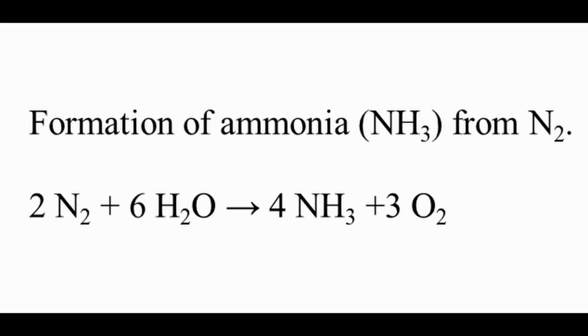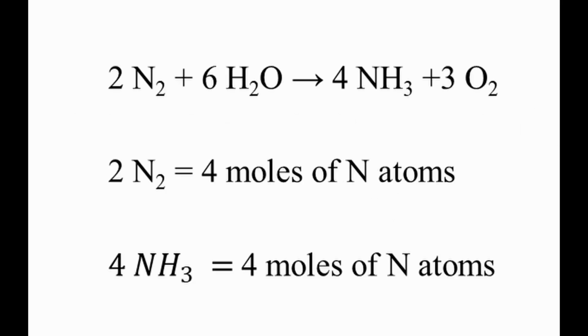In a previous video, I presented the chemical equation for the formation of ammonia, NH3, from the reaction of nitrogen gas, N2, with water, H2O. I repeat that equation on the slide. On the left side of the equation, we can count 4 moles of N atoms. 2N2 equals 4 moles of N atoms. The equation is balanced because if we look at the right-hand side of the equation, we can count 4 moles of N atoms that are now bonded to the hydrogen atoms to form the ammonia.